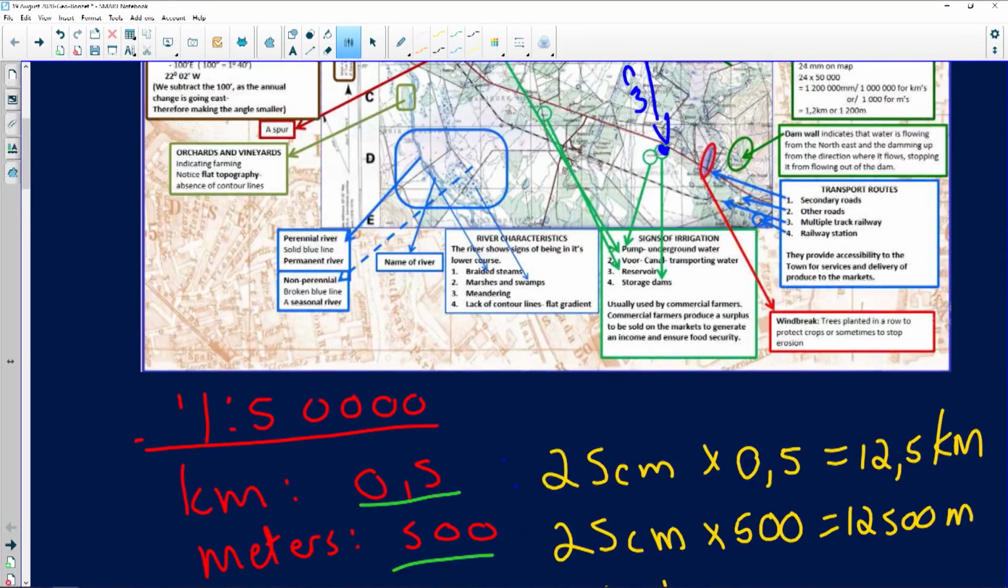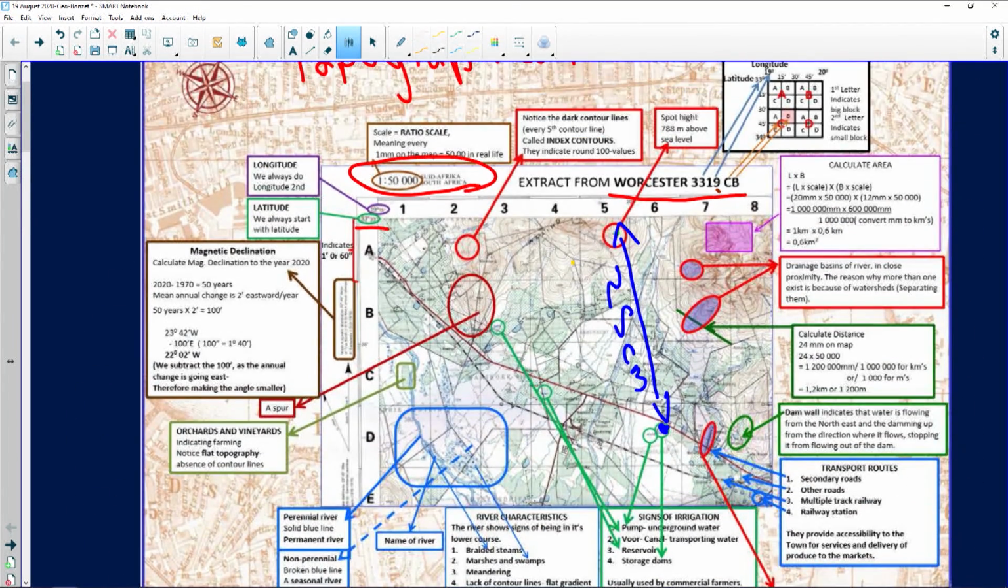Okay, let's go back to our map on the top. Now, we've done that, calculating distance. Now let's just quickly look at the area. Now by now you should know the formula for area is length times breadth. Now, for instance, let's assume they ask us to go and calculate the area of this little purple block over there.